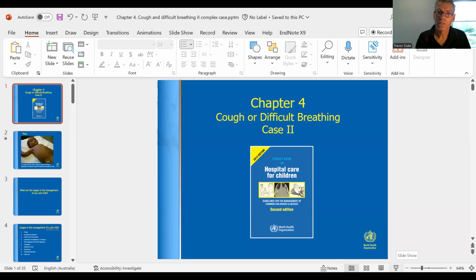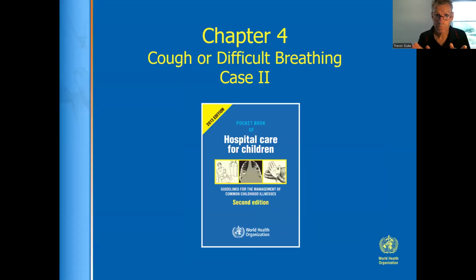As I said, this is a module about Chapter 4 from the Hospital Care for Children book. This is, as I said, the second edition, which was published in 2013, and the course was first developed in the late 2000s and has been revised multiple times since then to keep it updated. This is the course based on the 2013 edition, but also updated since then. So cough and difficult breathing. As I said, it's case-based scenario.